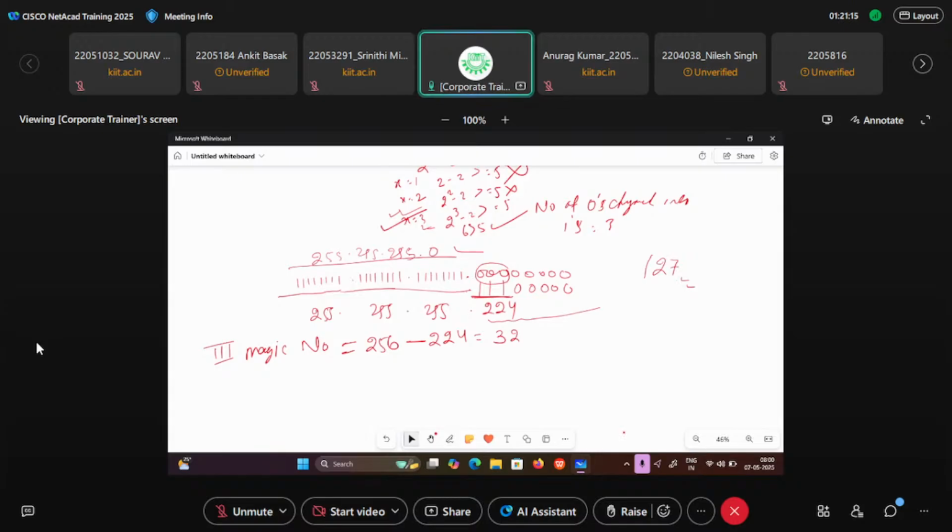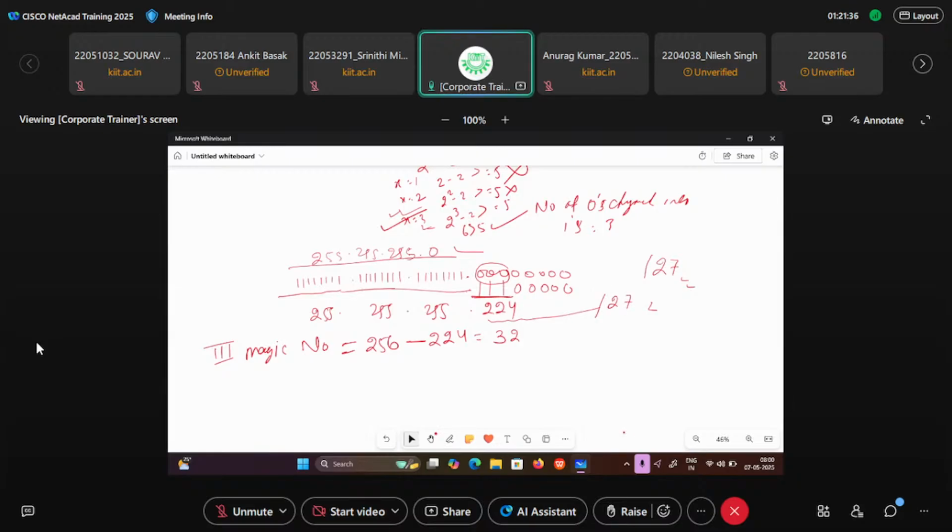I'll tell you more about that later. For now, just understand that I have made 3 bits 1, and the value I got is 224. My new subnet mask is 255.255.255.224. In the CIDR representation, this is called slash 27.